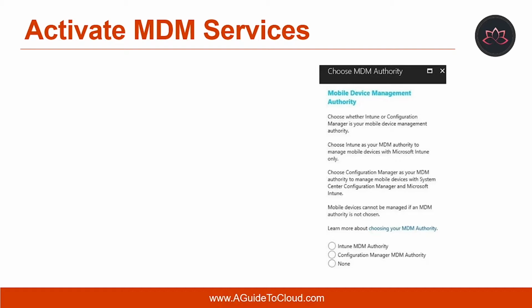So before you start enrolling and managing devices, you must configure MDM authority by selecting one of these three available options. The first one is Intune MDM authority. This option sets the MDM authority to Intune standalone, and it is Microsoft's recommended deployment option. An Intune standalone is a cloud-only MDM solution, and it is managed by using a web browser.